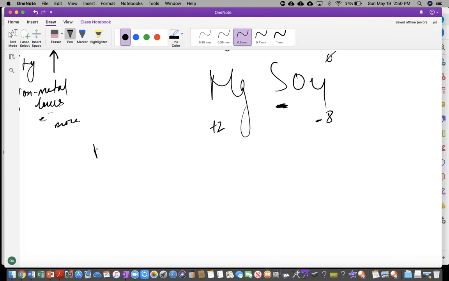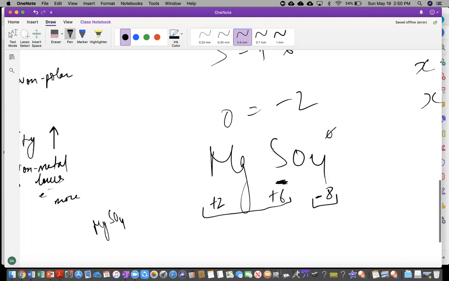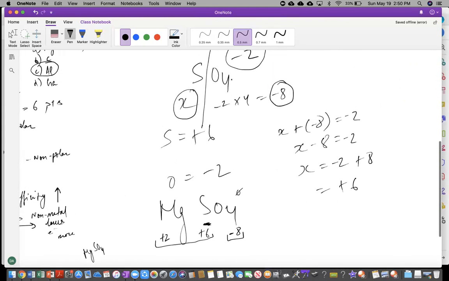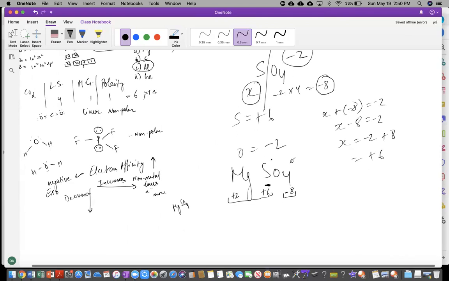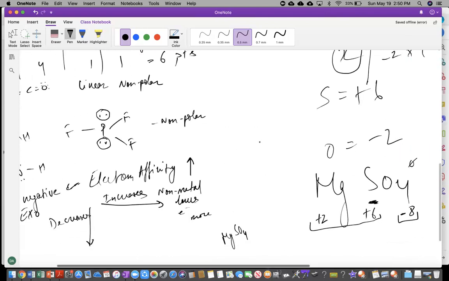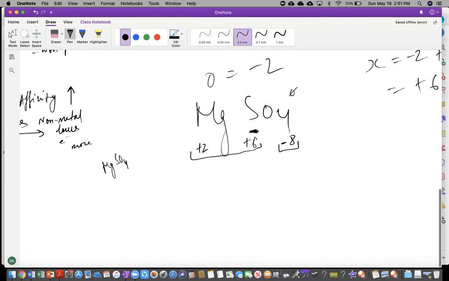MgSO4 is neutral, right? When I write MgSO4, that's a neutral compound. There's no charge on the top. So this is +2, so this must be +6. That will become +8, which will negate this -8. So that's how we got that this should be +6. So I could ask you a question on the exam where it's already a polyatomic ion, like SO4 -2, or I could give you MgSO4 and then ask you for the charge of the atom.